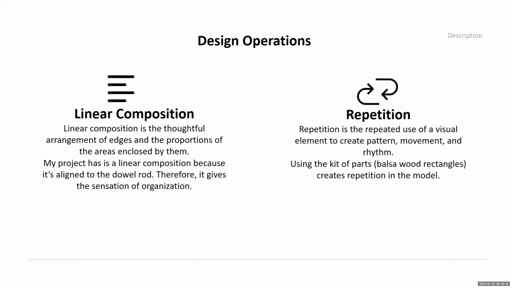For the design operations, I use linear composition and repetition. The linear composition is the thoughtful arrangement of edges and the proportions of the areas enclosed by them. My project has a linear composition because it's aligned to the dowel rod. Therefore, it gives the sensation of organization. The repetition is the repeated use of visual elements to create a pattern, movement, and rhythm. Using the kit of parts, the balsa wood rectangles create repetition in the model.